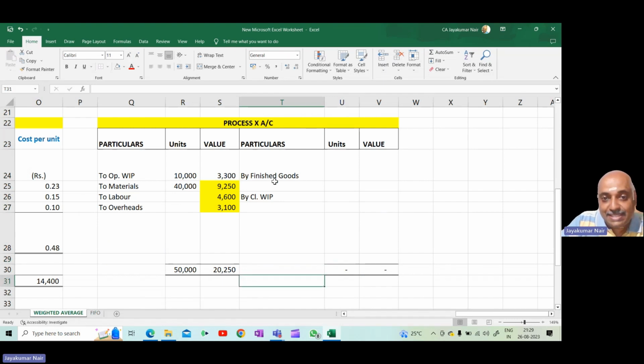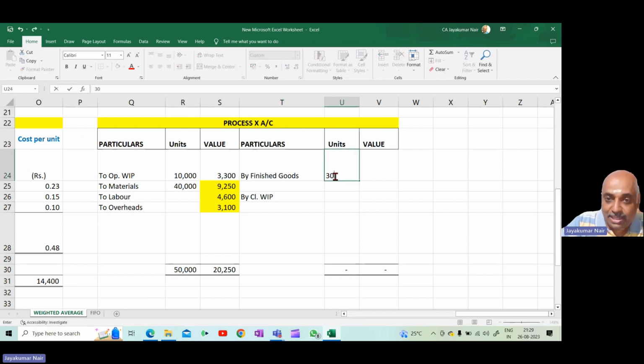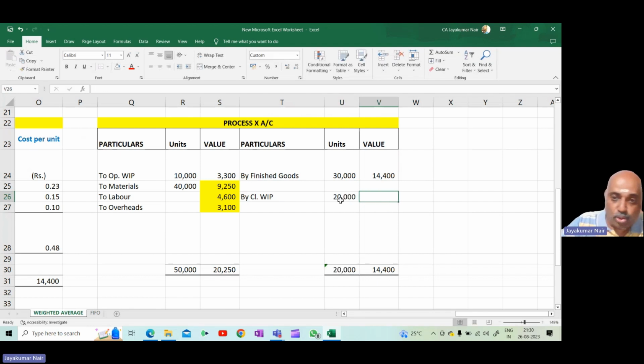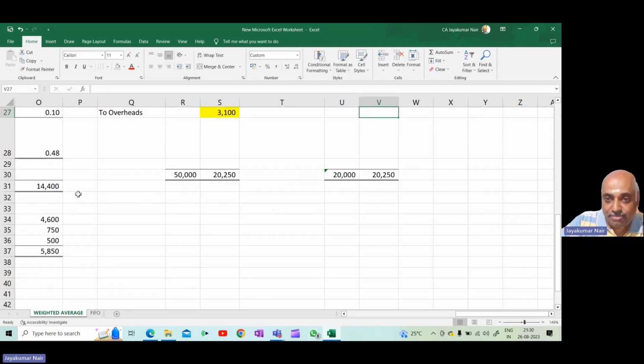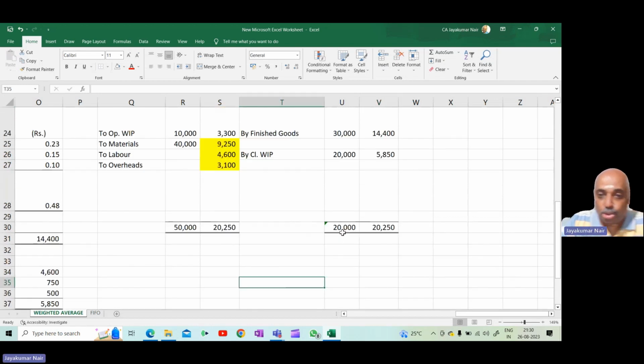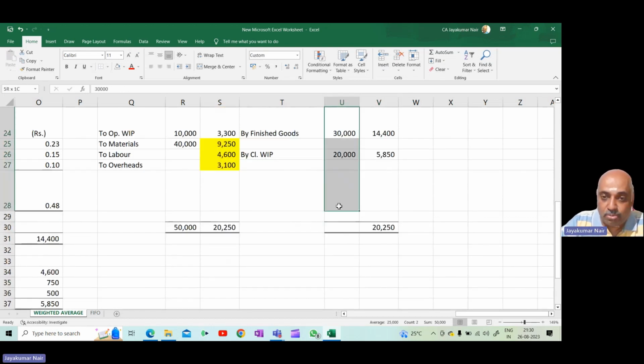So what is completed and transferred to the finished goods account? You have completed 30,000 units and its value is 14,400. What is completed and transferred to the next process is 14,400. Work in progress, you have, I think, 20,000 units. And what is its value? Its value you have computed here, 5,850. Therefore, your total on both sides, the process account, units, and value column should tally.